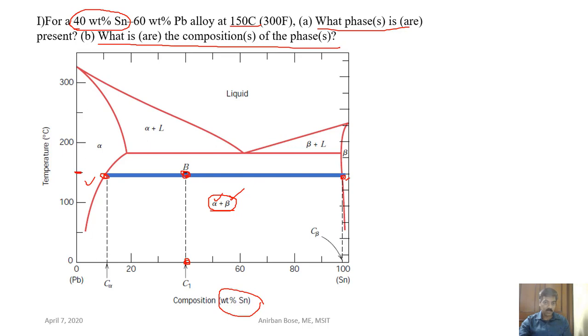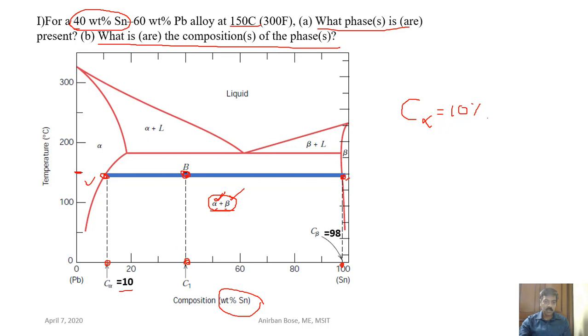two solvus lines. From this, if you see, this is the composition, and here you can see this is the composition. That means in the alpha some tin is there, some lead is there. In beta also some tin is there, some lead is there. So what is the composition of that alpha? In alpha the composition is this, C alpha. From this diagram you can see this composition is 10. So the composition of alpha is 10%.